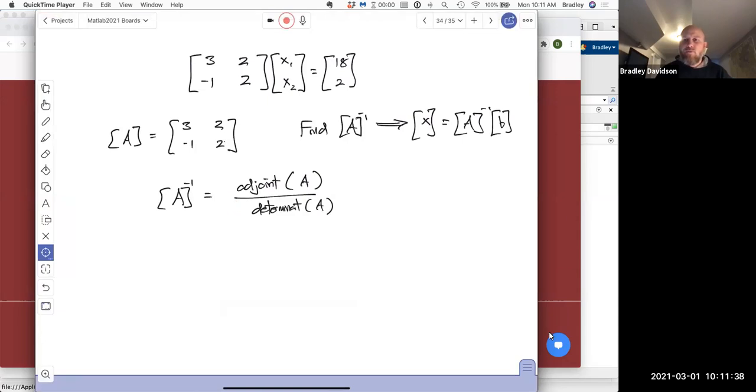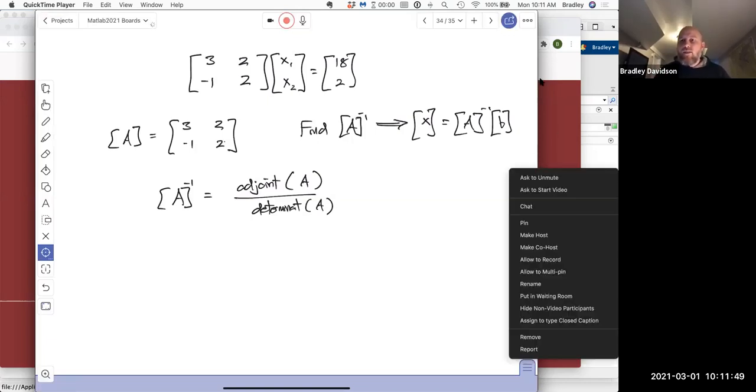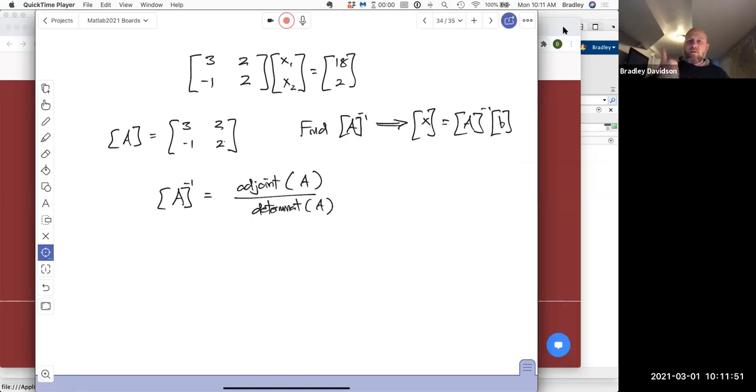Has anyone seen this before? Give me a thumbs up if you've ever seen this method of calculating a matrix by hand. Okay, we got one person. Well, let me just ask: give me a thumbs up if you've calculated a matrix inverse by hand. Have you ever done that before?